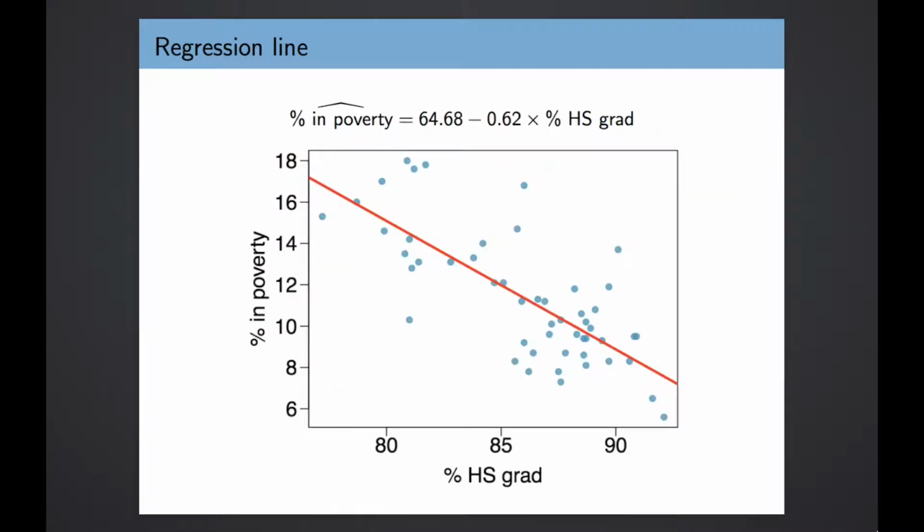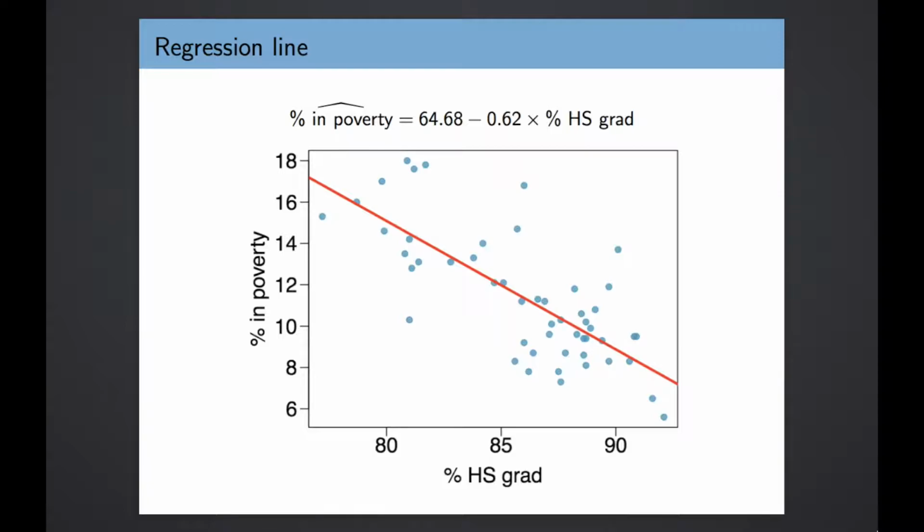So let's sum up what we've learned here. Here again is our data on poverty levels and high school graduation rates, and here is the least squares regression line that we fit through those data points. And this up top is the equation that we have to get that line. Our y hat, the percentage in poverty, is equal to 64.68, the intercept, minus the slope coefficient, 0.62, times our value for the high school graduation rate.